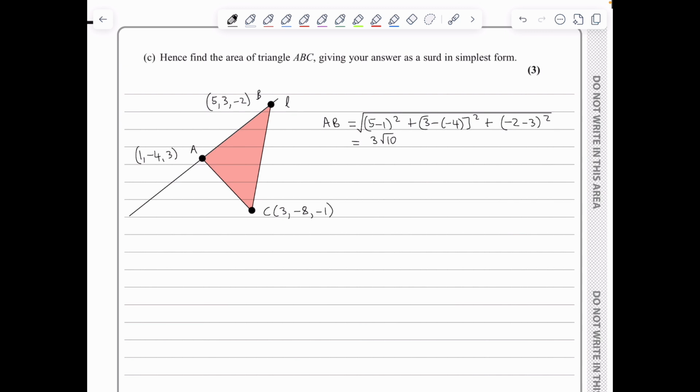And then for the height, it is AC. So the AC will be given by 3 minus 1 squared plus negative 8 minus the negative 4 squared plus the negative 1 minus 3 squared, and again all under a square root. This gives an answer of 6, and therefore the area of the triangle is simply base of 3 root 10 times height of 6 over 2. This simplifies to 9 root 10 units squared for the area of the triangle ABC.